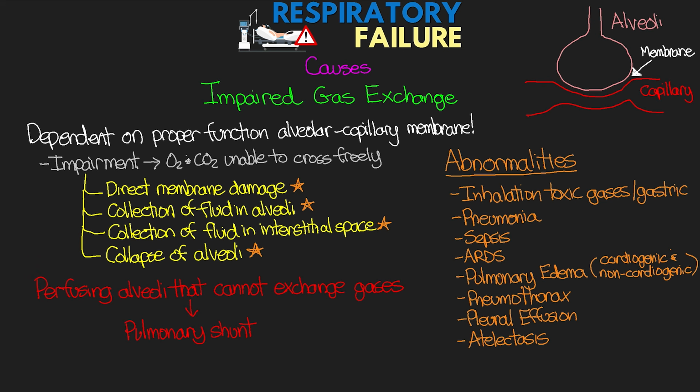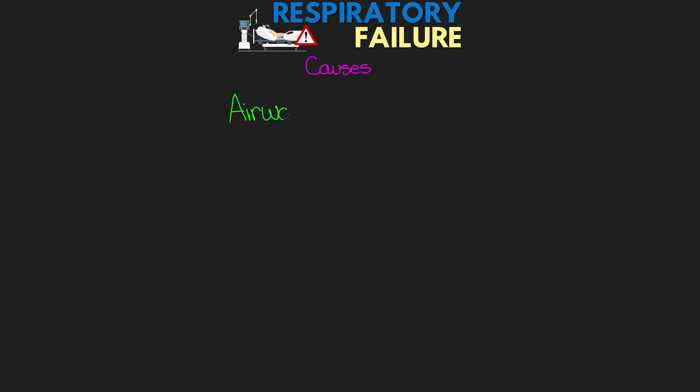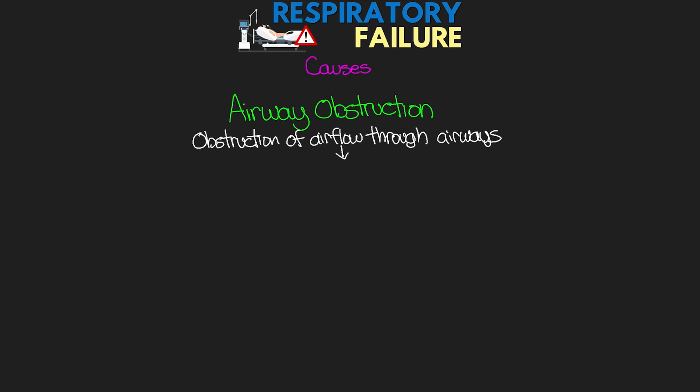All right, the next classification that we have is going to be our airway obstruction. So here we have an obstruction of airflow through the airways, really preventing flow into the lungs and then leading to hypoventilation of the alveoli.